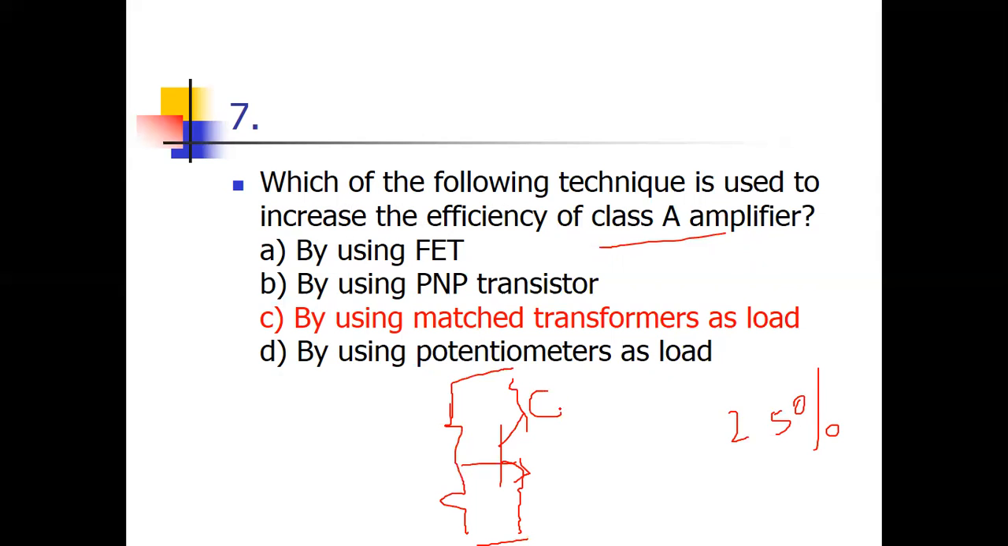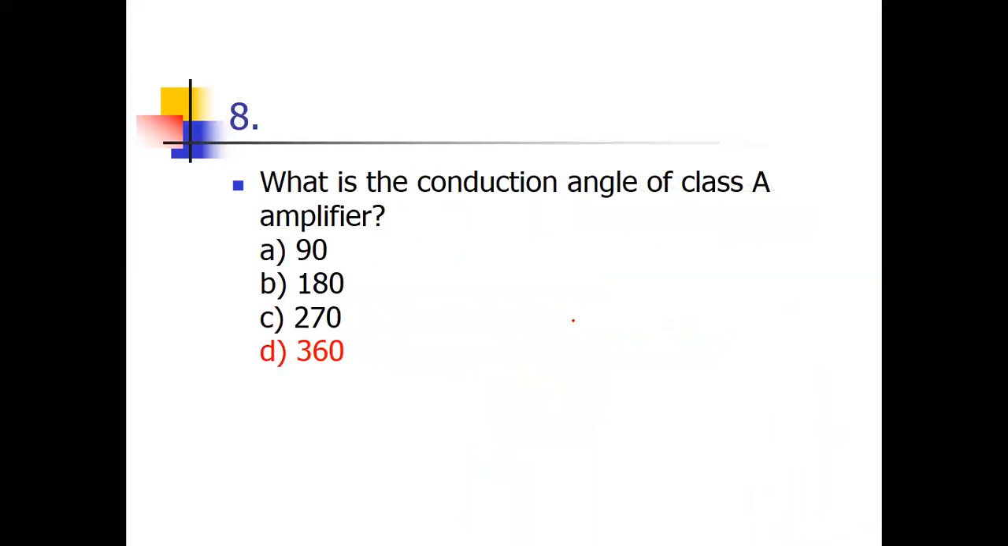Now, if we replace this collector resistance with a transformer, then the efficiency will increase up to 50%. You can watch the derivation in my previous lecture. So that is the reason we use a transformer in the class A power amplifier if we want to increase the efficiency. Now, what is the conduction angle of a class A power amplifier?